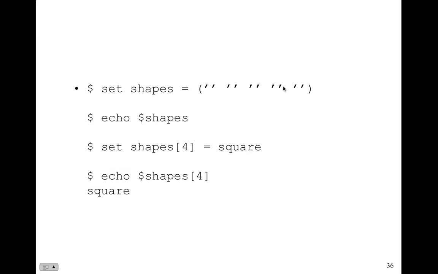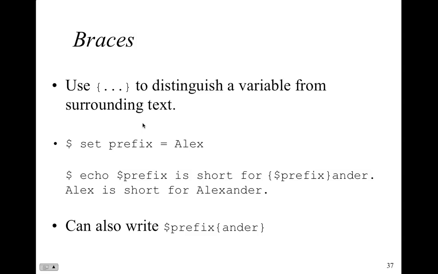Set shapes empty. Echo shapes: nothing. Set shape 4 equals square. Echo shape 4. There we go, square. So the same symbol is used for scalars, the dollar sign symbol, which is very equivalent. Those people who learned shell scripting from C shell transition into Perl quite easily. Syntax is practically the same, except we have more features in Perl. Braces: we use the opening and closing brackets here to distinguish a variable from the surrounding text.